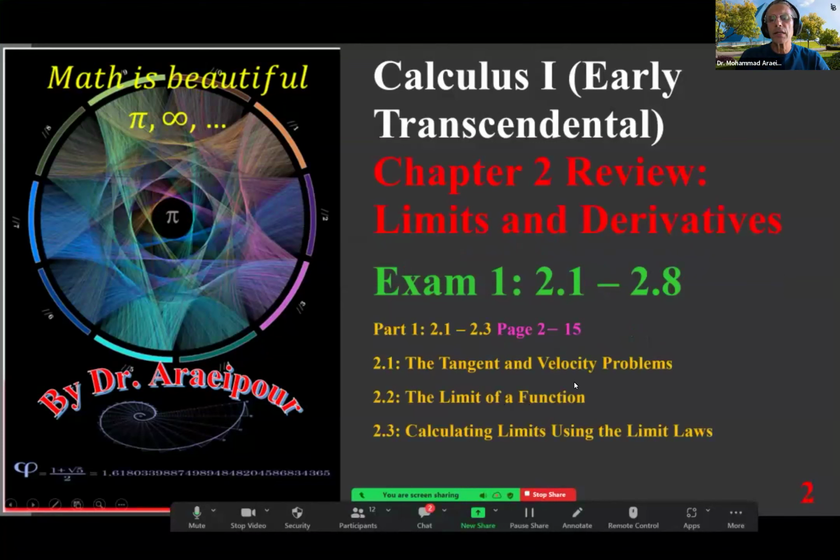2.1, the tangent and velocity problems. 2.2, the limit of a function. 2.3, calculating limits using limit laws.